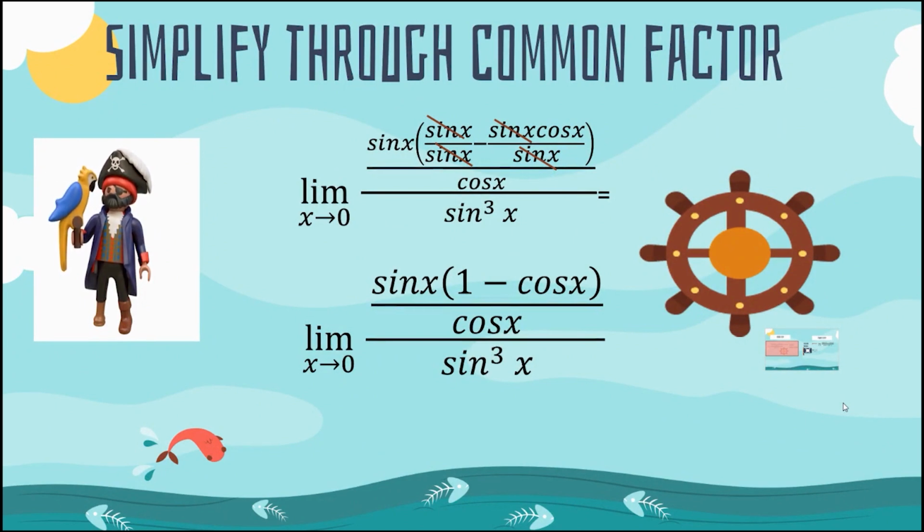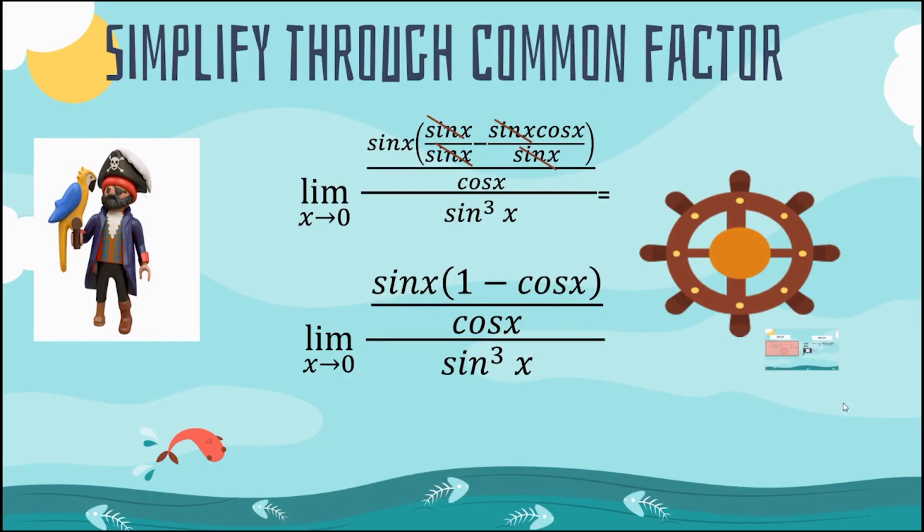So we're going to divide sine of x by sine of x, minus sine of x times cosine of x divided by sine of x. We're going to put that in a parenthesis and put our common factor outside the parenthesis because it's multiplying both of our terms inside the parenthesis. This will equal sine of x times 1 minus cosine of x, divided by cosine of x, which we already had and didn't touch. All of this again divided by sine cubed of x.